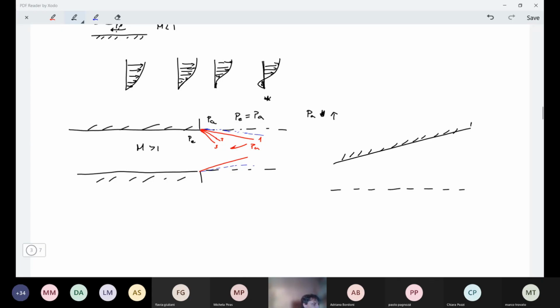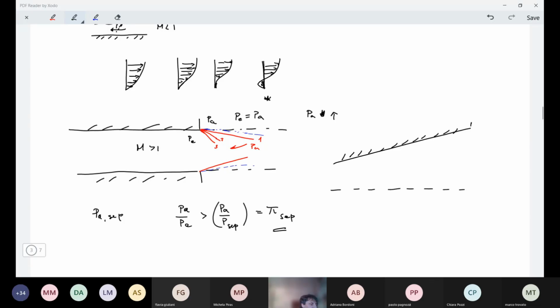Separation is found experimentally to occur when we exceed a given threshold. So we have separation if the ambient pressure over the exit pressure is greater than this value that we will refer to as pi separation. Of course, the important ratio is the ratio between these two pressures, and if the ambient pressure is high enough compared to the exit pressure, so if this ratio is greater than our pi here, we have flow separation.